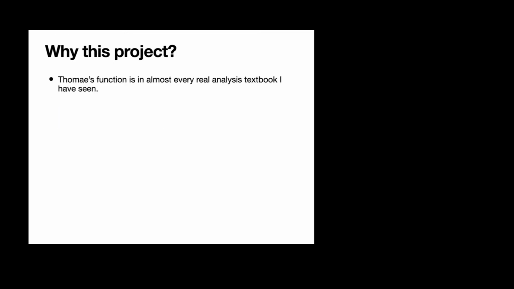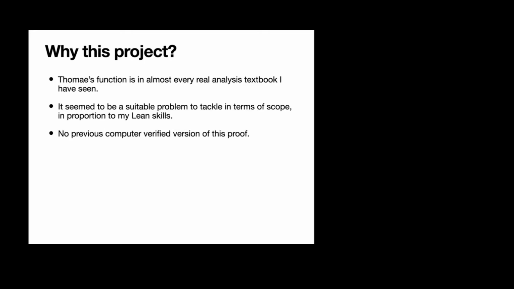So why did I choose this project? Thomae's function is in almost every real analysis textbook I've seen. It seemed to be the sort of thing which most mathematicians will see eventually. It also seemed to be a suitable problem to tackle in terms of scope, and was in proportion to my Lean skills. And this third point, which is pretty cool, is that as far as I'm aware, there is no previous computer verified version of this proof. So it's another brick in the ever-growing wall of bits of mathematics which have been formalized by computers.